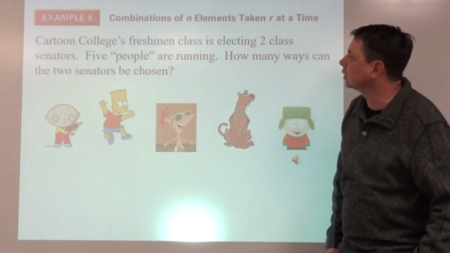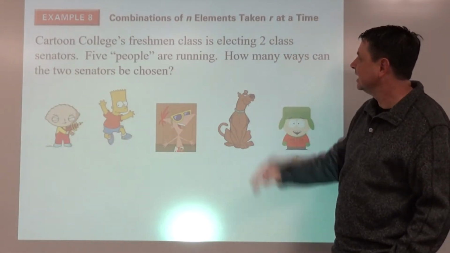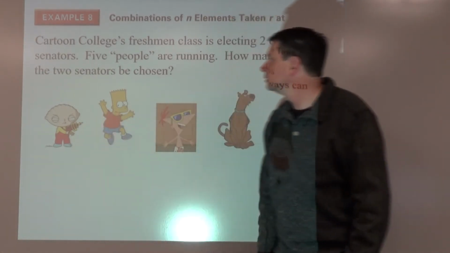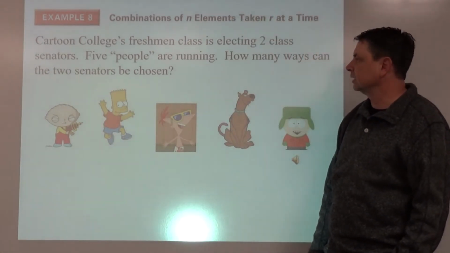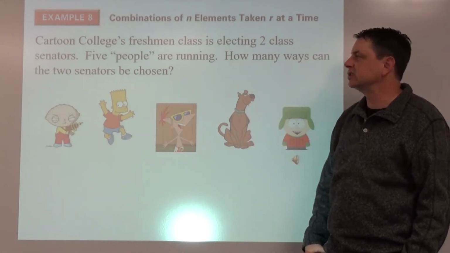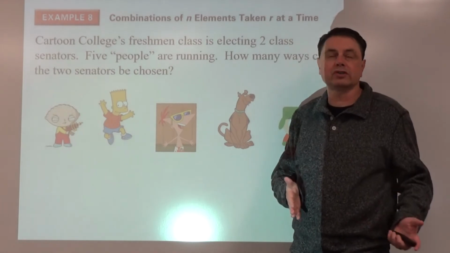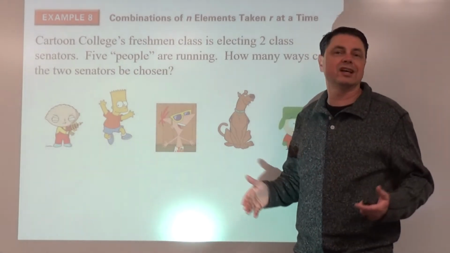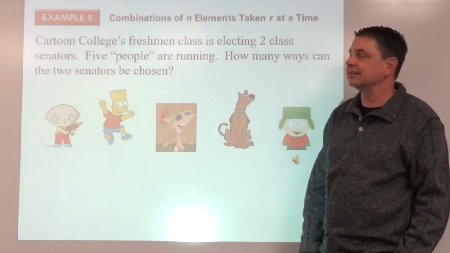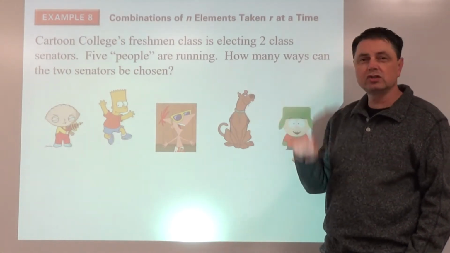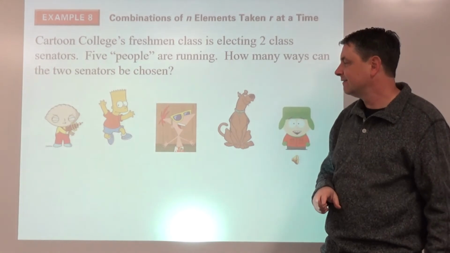For example, our Cartoon College freshman class is electing 2 class senators from this group. These are the 5 that are running. And how many ways can the 2 senators be chosen? Well, it doesn't matter if you're senator number 1 or senator number 2. So order does not matter. That's what makes this a combination. From our 5, we're going to choose 2 as a combination.